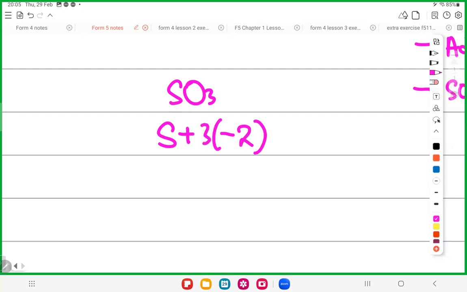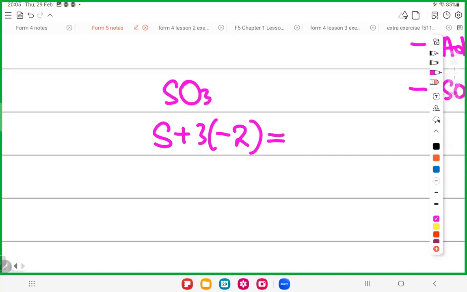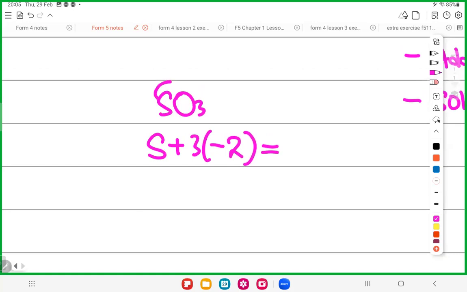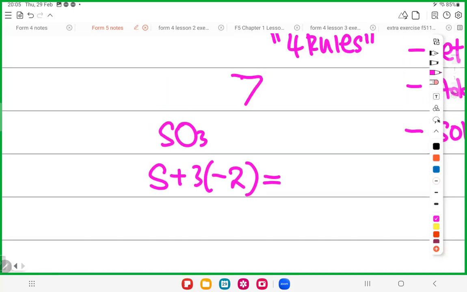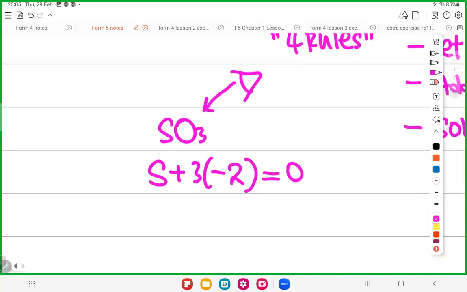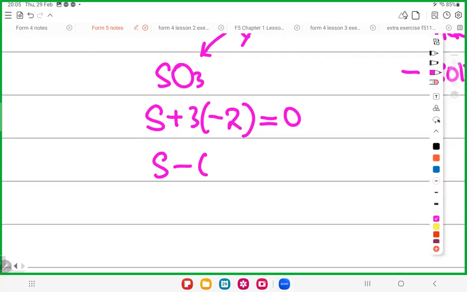When we put all these oxidation numbers together, after we add them, they must be equal to the total charge of this substance. How do you know the total charge of this substance? Look at the top right corner to see whether there's anything. In this case, the top right corner has nothing there, so it is 0. So do your calculation. S - 6 equals 0. S equals +6. Okay, that's it.